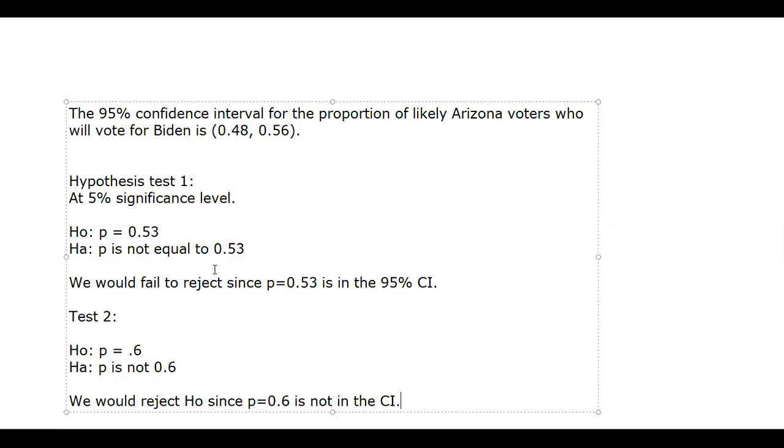Where did the 0.6 and 0.53 come from? I made them up. Okay, cool. So you'll probably get a multiple choice question like this on the final exam. And that's all you really need to do. Check if your number for H naught is actually in that interval or not. And that's it.